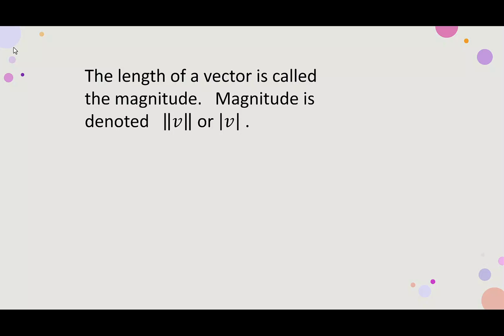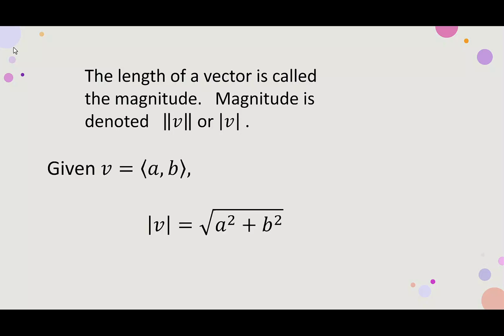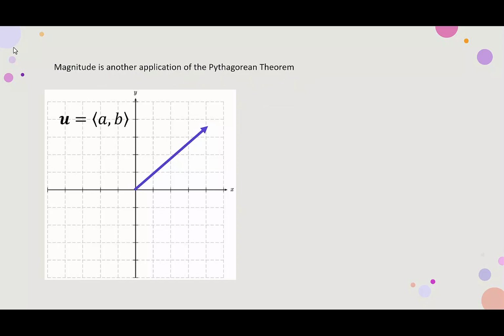We already said the length of a vector is called the magnitude. Magnitude can be denoted with double bars or single bars around the vector. Given a vector v in standard form <a, b>, the magnitude is the square root of a squared plus b squared. Magnitude is just another application of the Pythagorean theorem.